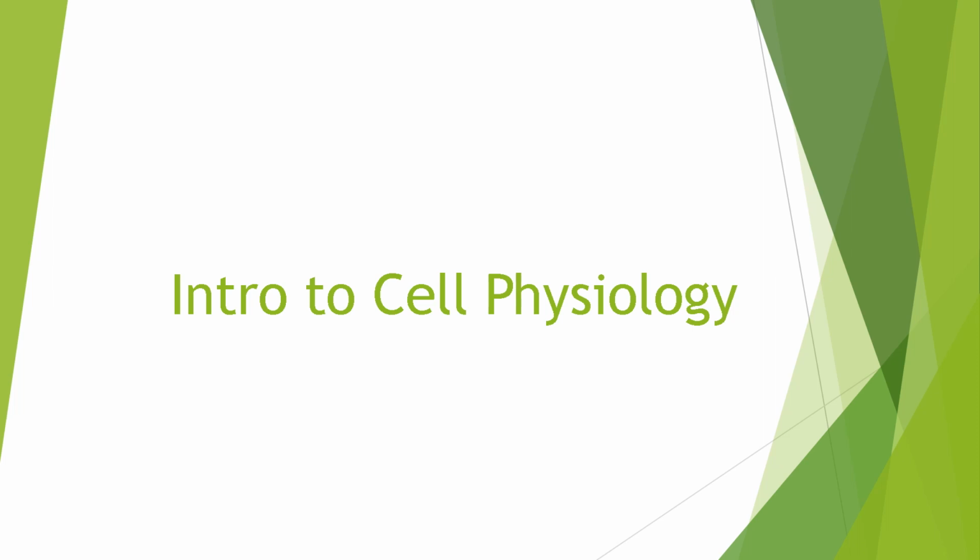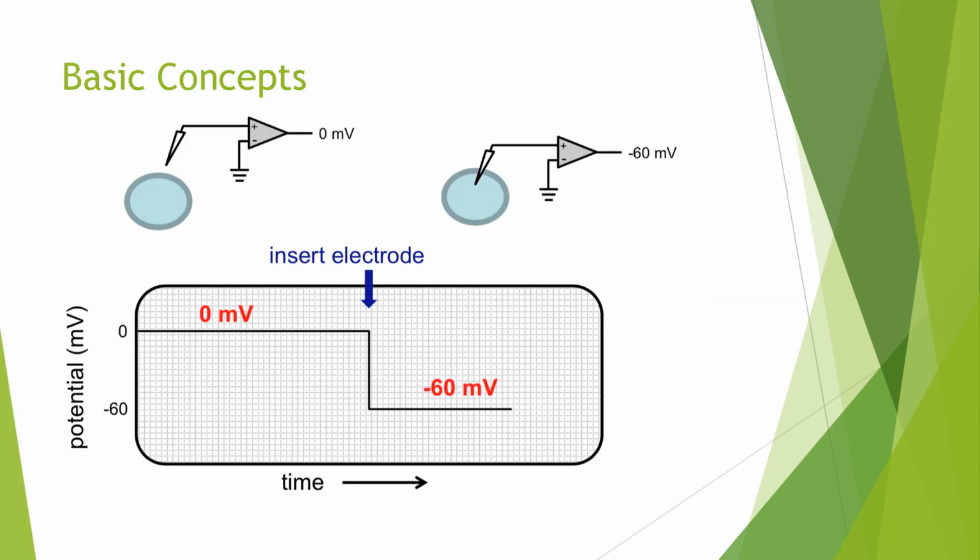Today we're just going to start with an intro to cell physiology. So let's go over some basic concepts. Cells have potentials. Now what does that mean? A potential is just essentially the difference in energy levels between two different points. And that's exactly how we can measure a potential.